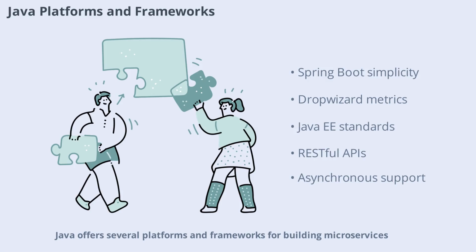Java offers several platforms and frameworks for building microservices. Spring Boot provides an opinionated, convention-over-configuration approach, making it easy to get started with embedded servers and cloud integration. Dropwizard offers a lightweight stack with strong support for metrics.